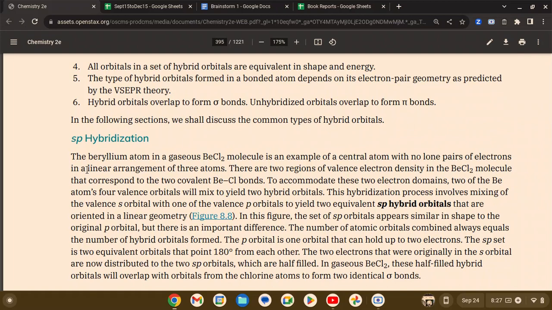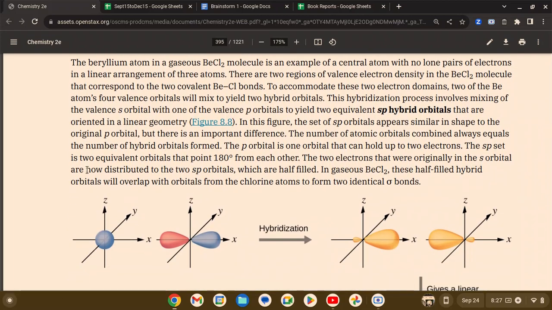The beryllium atom in a gaseous BeCl2 molecule is an example of a central atom with no lone pairs of electrons and a linear arrangement of three atoms. There are two regions of valence electron density in the BeCl2 molecule that correspond to the two covalent Be-Cl bonds. To accommodate these two electron domains, two of the four valence orbitals of the Be atom will mix to yield two hybrid orbitals. This hybridization process involves mixing of the valence s orbital with one of the valence p orbitals to yield two equivalent sp hybrid orbitals that are oriented in a linear geometry.